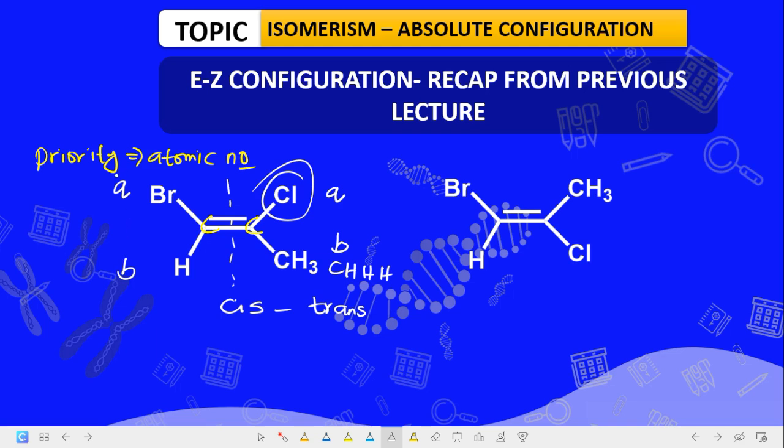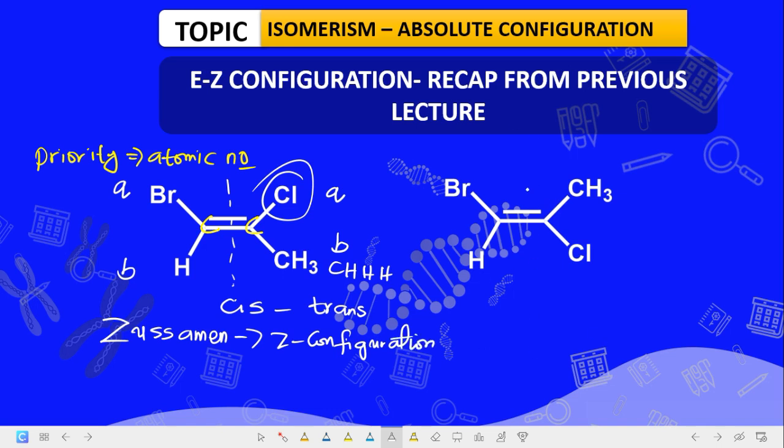Now whenever the two highest priority groups are on the same side, for instance A is here, they're on the same side, what do you call it? You call it the Z configuration, or zusammen, which means together. Z configuration.